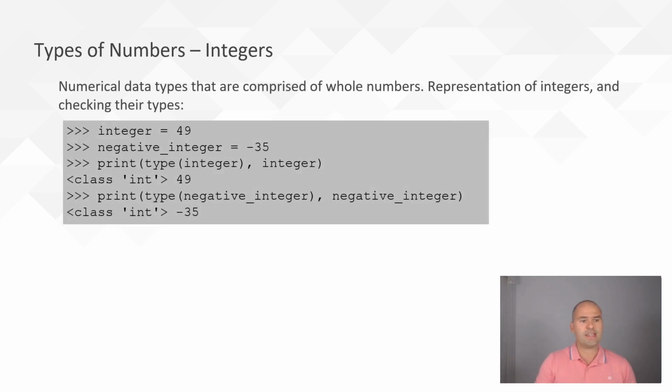Integers can be positive or negative, but they are always whole numbers. In the slide right here, you have the creation of an integer. You've got an example of a negative integer. You have print type, which basically checks the type. If we have created 49, that's an integer, and negative 35 is also the same type. Class integer.